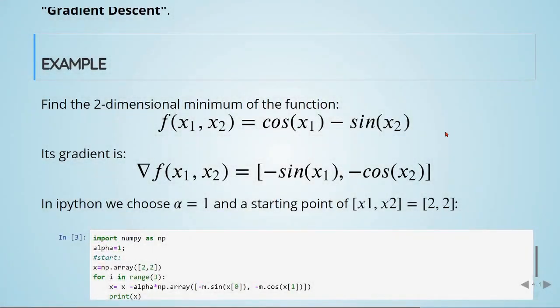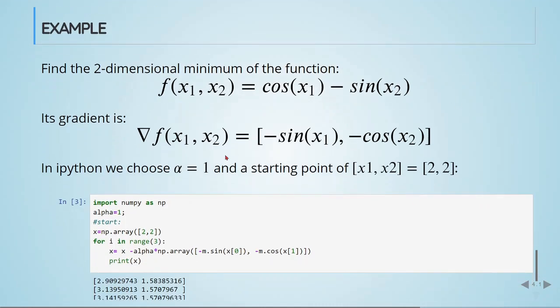Let's take a look at an example to see in practice what we've just discussed. So in this example, we will find the two-dimensional minimum of the function given here. It is a function of x1 and x2, and it's the cosine of x1 minus the sine of x2. The gradient of this function is minus sine of x1 and minus cosine of x2.